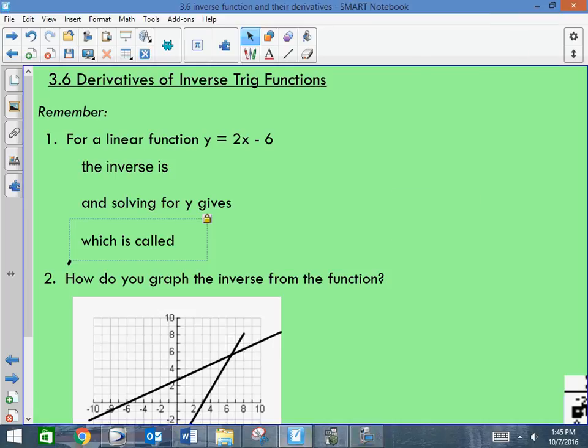Here we go. Okay, so real quickly, we're going to talk about inverse trig functions.